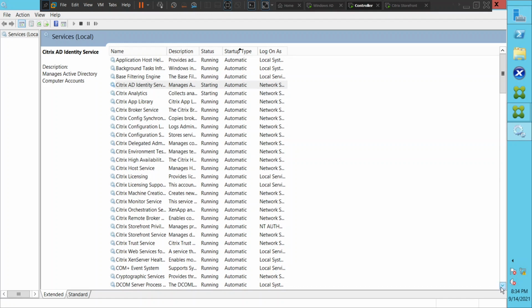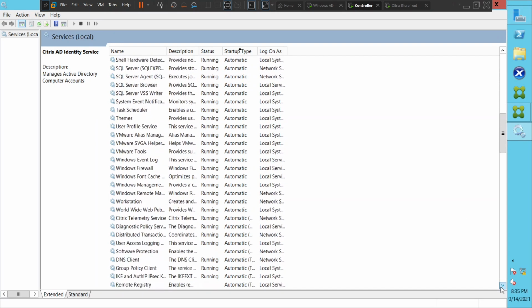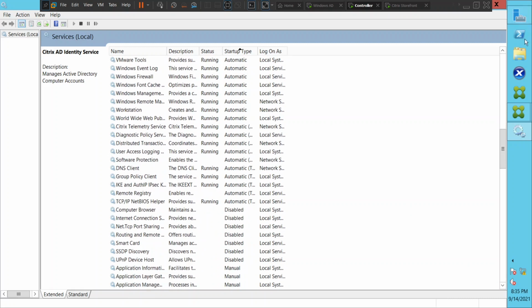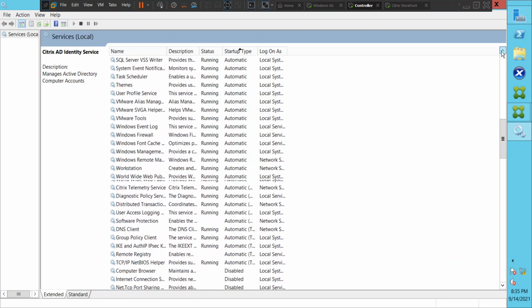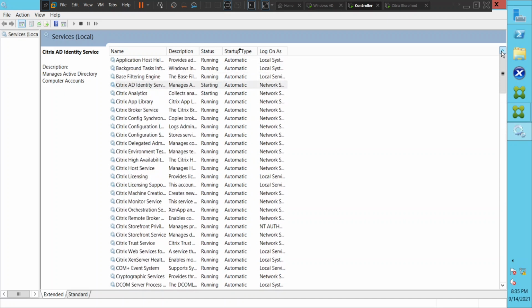Let's check other services. Okay, everything else looks good. But for some reason, Citrix Analytics service is in starting state. Maybe the services are coming up.